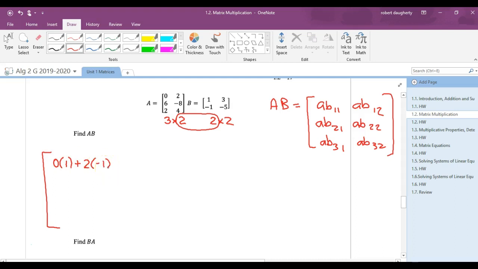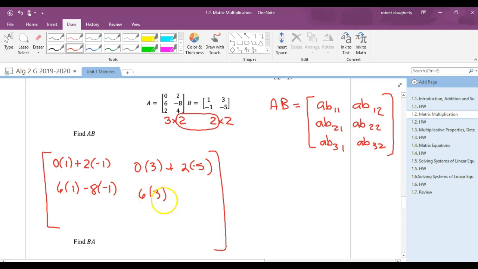Now let's move over here. First row with the second column. So first row, second column, that's going to be 0 times 3 plus 2 times -5. That's the first row, okay? Now let's move to the second row. So I'm going to be looking at second row, first column. So that's going to be what? 6 times 1 minus 8 times -1. Now let's move over second row, second column. That's going to be 6 times 3 minus 8 times -5. Everybody with me? This is the time to let me know if not.